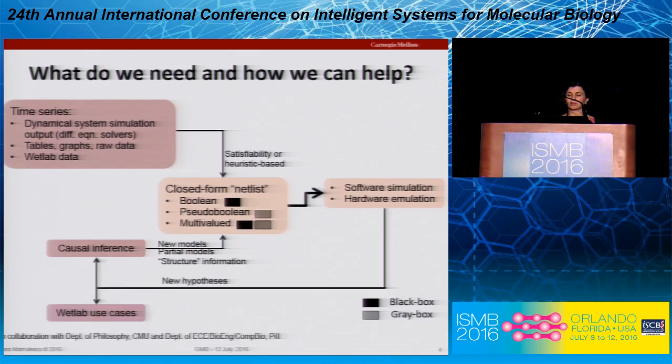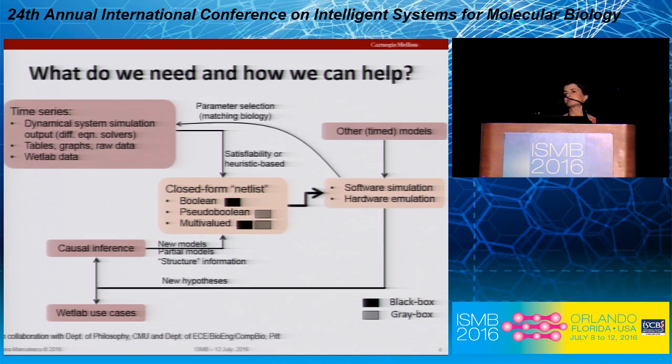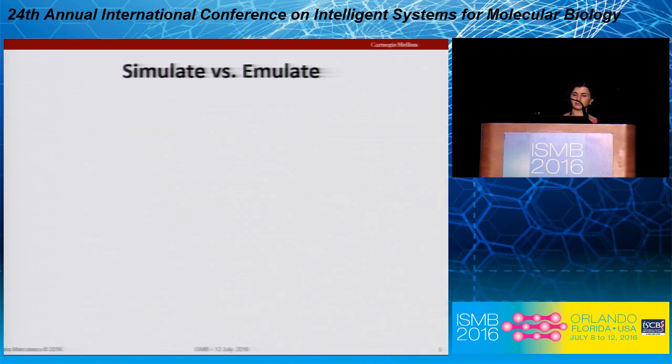Once you perform the software or hardware emulation, you can generate hypotheses that could be tested in the lab and could go back to the causal inference engine to determine more dependencies. And finally, because it's much faster than simulation, you could use it to determine parameter selection that match the biological behavior. So for those of you who don't know much about the difference between simulation and emulation, I'm just going to give you a very brief overview.